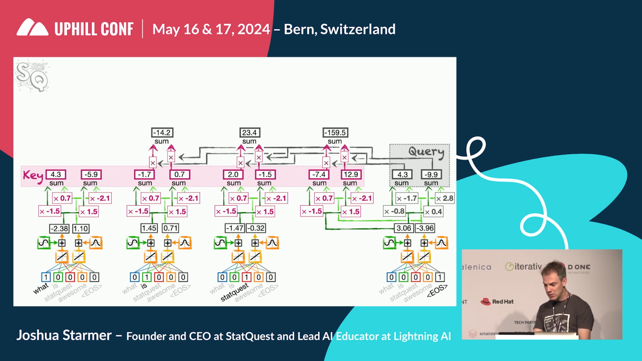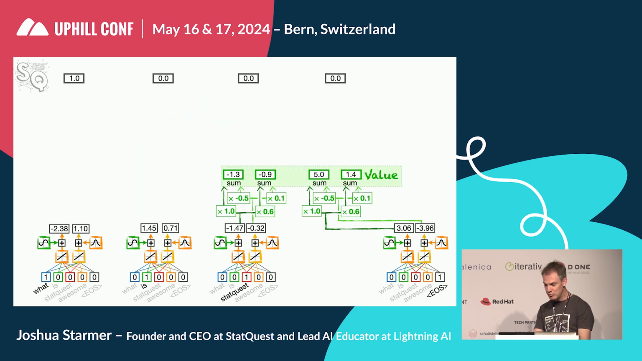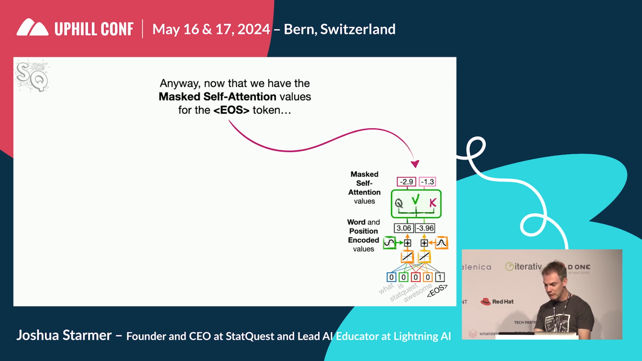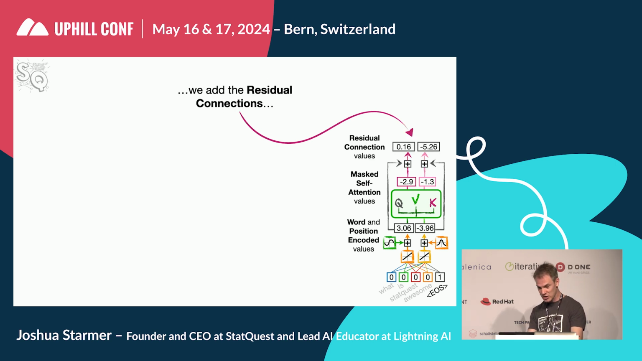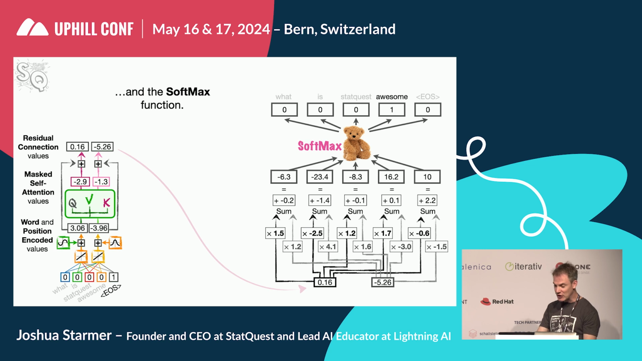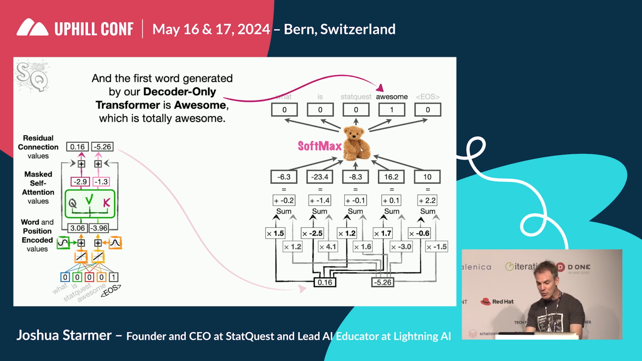Boop, boop, boop, boop, boop. Bam. Anyway, and now that we have the masked self-attention values for the EOS token, we add the residual connections and run the numbers that represent the EOS token through the fully connected layer and the softmax function. And the first word generated by our decoder-only transformer is awesome, which is totally awesome.